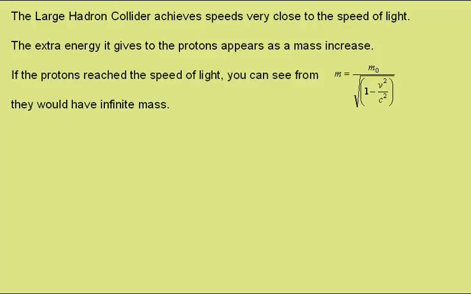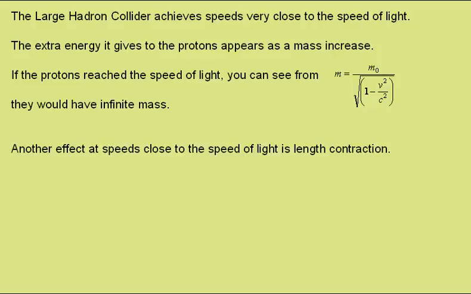If the protons reach the speed of light, you can see from this expression that this would be c squared over c squared. Anything divided by itself is 1, meaning this bottom section would be 1 minus 1, or 0. The square root of 0 would be 0, and anything divided by 0 is infinity. So the protons would have infinite mass. They would require an infinite force to get them to infinite mass, and so this is clearly not possible. And another consequence of Einstein's laws is that anything with mass cannot travel at the speed of light.